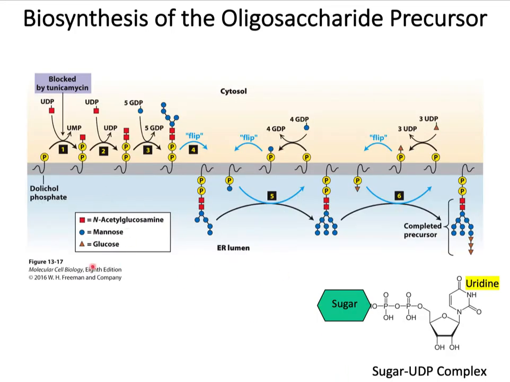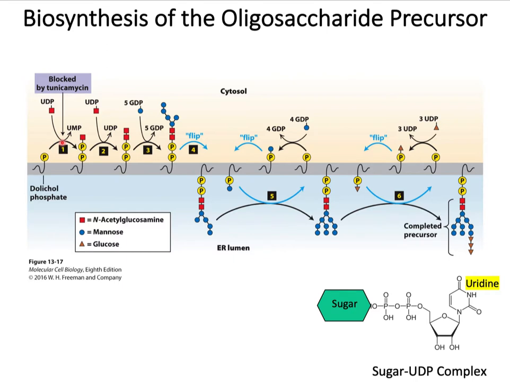So here, let's first take a look at the biosynthesis of this N-linked oligosaccharide precursors. The oligosaccharide precursors containing 14 residues are preformed on the dolichol phosphate, which is a lipid embedded in the ER membrane. This dolichol phosphate is hydrophobic, a polyisoprenoid containing about 75 to 95 carbon atoms, docked into the membrane.